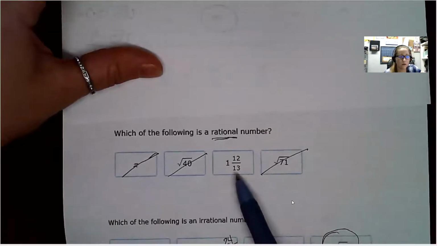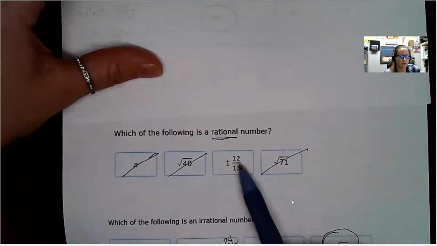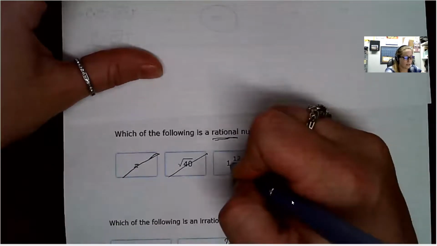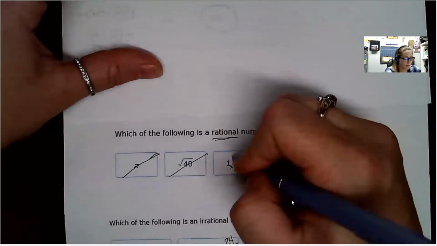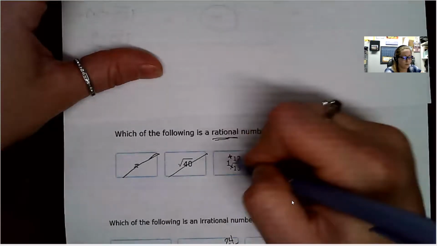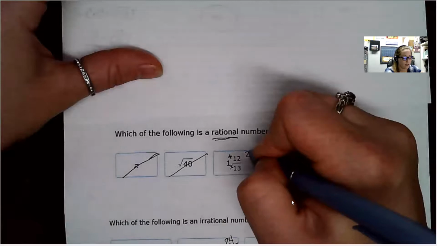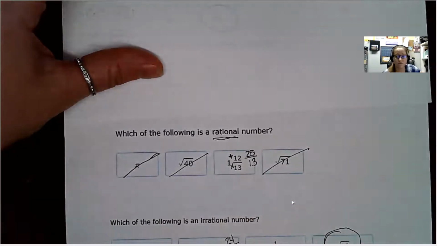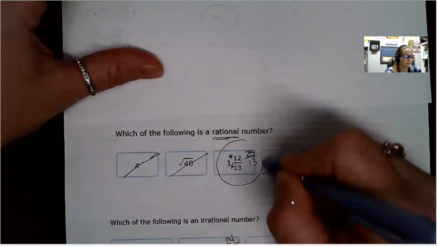This one, even though it's written as a whole number and a fraction, it's still written as that ratio. You can actually convert this to a fraction by multiplying the denominator by the whole number and then adding the numerator. So we would get 13 plus 12, which would be 25 over 13. And that's going to show you that it's that ratio. So we would say that, yes, this is a rational number.